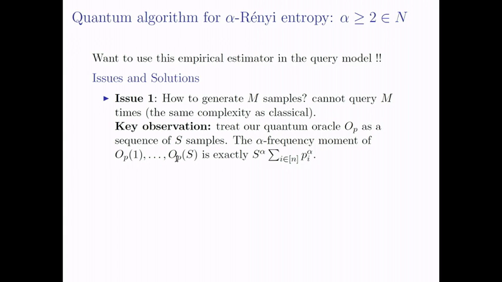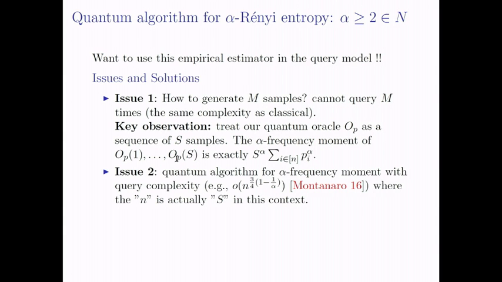And you can get exactly something quite similar to what you would get with the alpha frequency moment if you have m samples. And there's another issue: if you put this idea into the best quantum algorithm for alpha frequency moment, you'll see the dependence is actually on s, not on n. So n is the support of the output domain, but s is the size of the input domain. So s is actually some kind of irrelevant parameter.